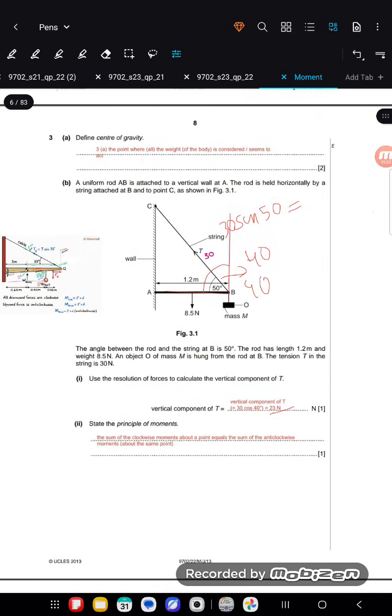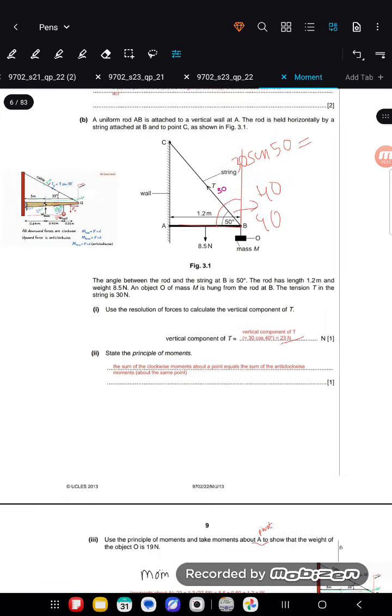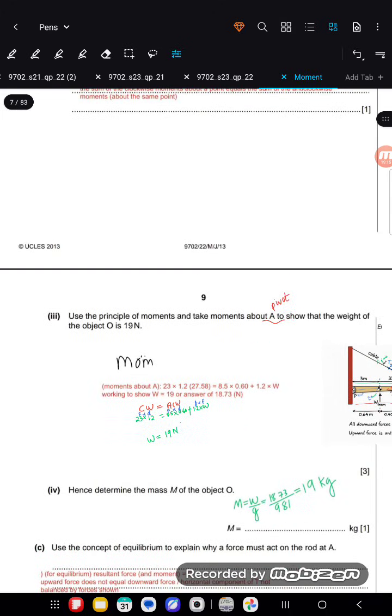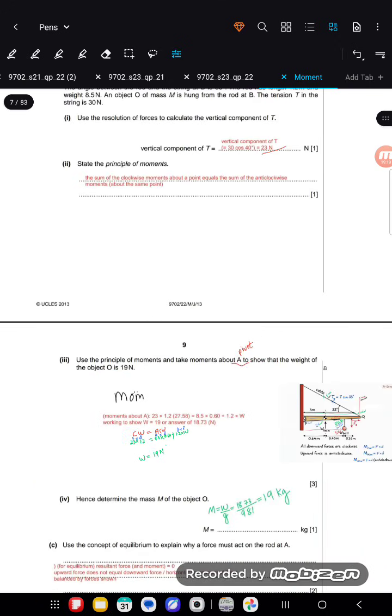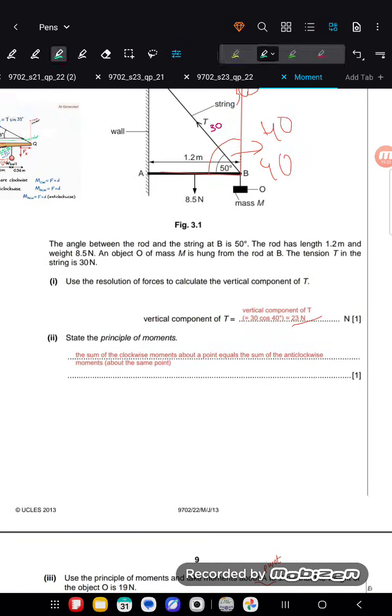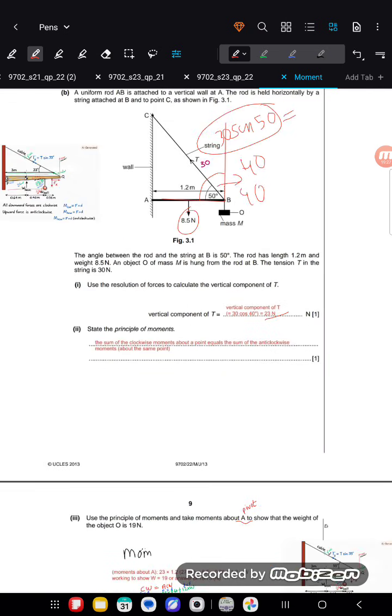So you can take this one vertical component, 30 sine theta. Okay, 30 sine theta is 30 sine 15. Here they are asking for clockwise and anti-clockwise. You can see this one is the clockwise, and this one is the anti-clockwise, right?